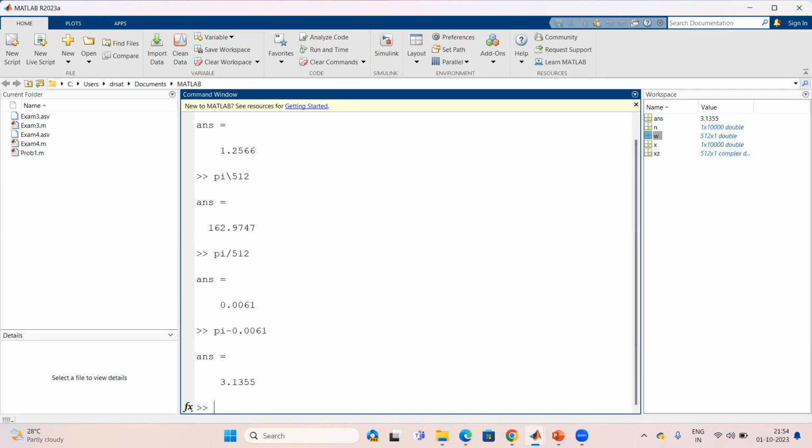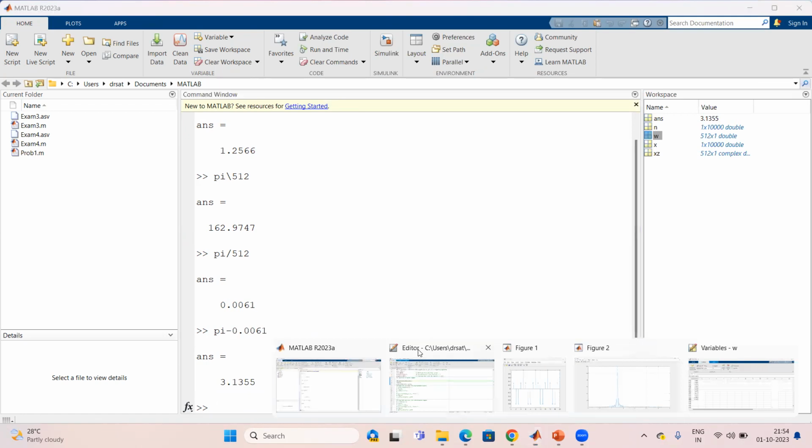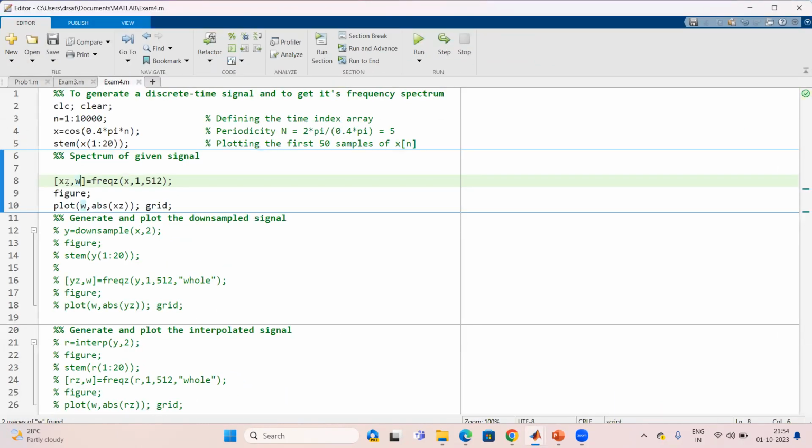So in this case, what we have done is generate this xz variable and the corresponding W values, meaning omega values, and then go for plotting. We are plotting the absolute value of xz, because it is going to be complex values, so we have to take its magnitude. To calculate the magnitude, there is a function abs, which gives you the absolute value. This way we get this plot. So now we have done our first part.